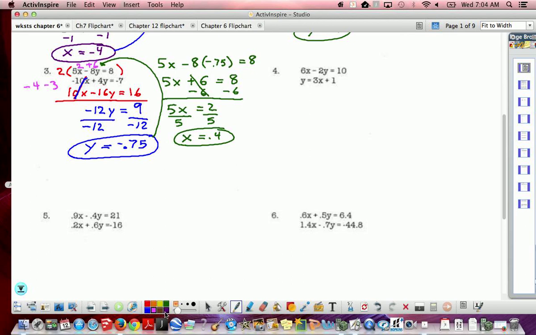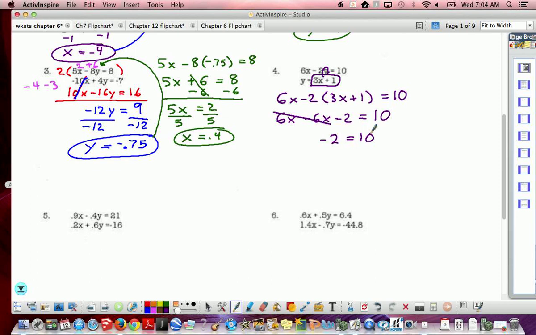All right, moving right along to number 4. This one again, substitution. I see a y by itself. So I'm going to replace the y here with 3x plus 1. So I have 6x minus 2 times the quantity of 3x plus 1 equals 10. I'm going to distribute, so you have 6x minus 6x minus 2 equals 10. This one's a unique one because 6x minus 6x cross out, and I'm just left with this statement, negative 2 equals 10.